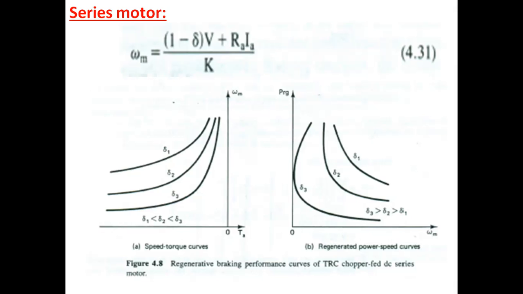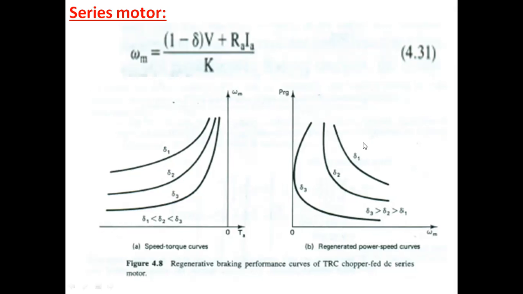Next, third step is omega m, TA and PRG, regenerated power, are obtained from equations 31, 17 and 30. So omega m is obtained from equation 31 and TA is obtained from the 17th equation and PRG, regenerated power, is obtained from the 30th equation. So from these three equations we have to calculate omega m, TA and PRG.